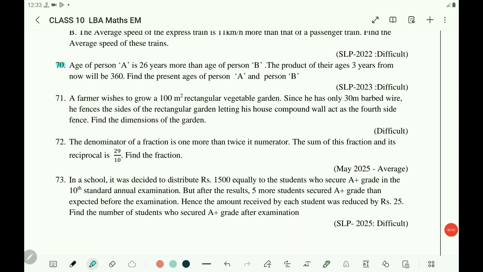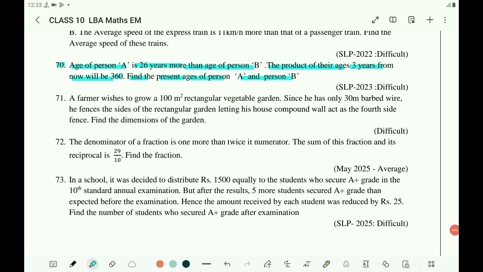Question number 70. Age of person A is 26 years more than age of person B. The product of their ages 3 years from now will be 360. Find the present ages of person A and person B.